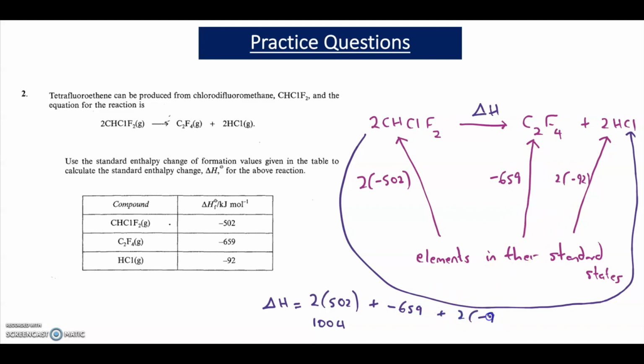Now the other arrow's in the same direction that I want to go. So I'm going to add it to minus 659. I'm going to add it to 2 lots of minus 92. So if we simplify this, delta H is equal to 1004 minus 659 minus 184. And if I put these values into the calculator, I get a value equal to 161 kilojoules per mole. And because this value is positive for delta H, it's an endothermic reaction.